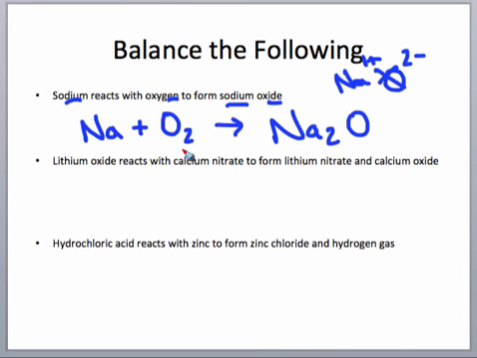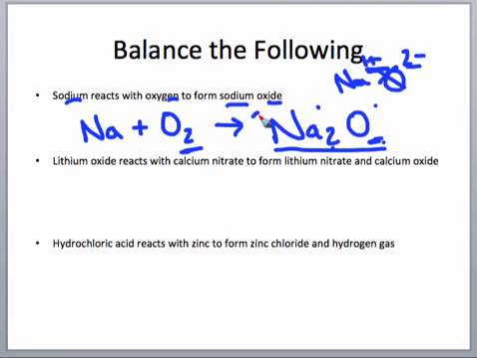Now the common question here is, people say, well, you've got a 2 here, why not a 2 there? This 2 and that lack of a 2 have nothing to do with one another. Remember, whenever you take 2 elements or 2 substances and bring them together to form a compound, you're thinking charges and crisscross. So that 2 is there because oxygen is 2 minus. That 1 is there because sodium is 1 plus.